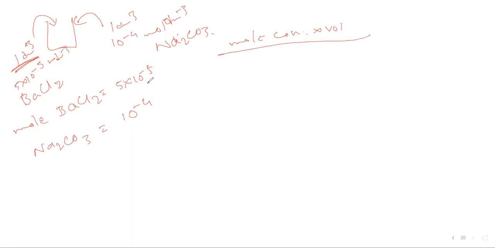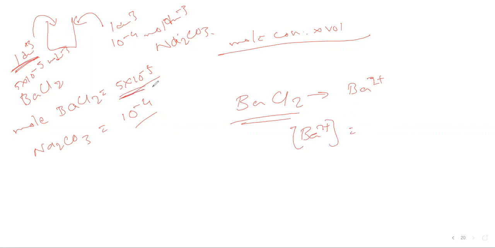Now, these are the moles we got, and if we want the concentration for Ba2+ in this case, from BaCl2, in each BaCl2, how many Ba2+ are there? One. So that means the molar ratio is 1:1. That means for the concentration of Ba2+, the mole is the same as BaCl2.